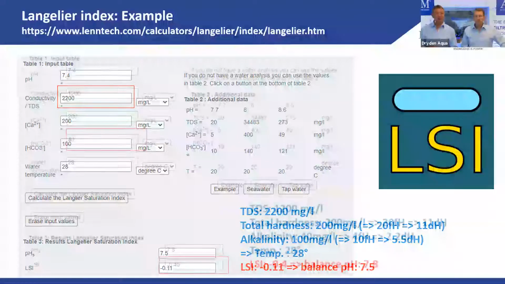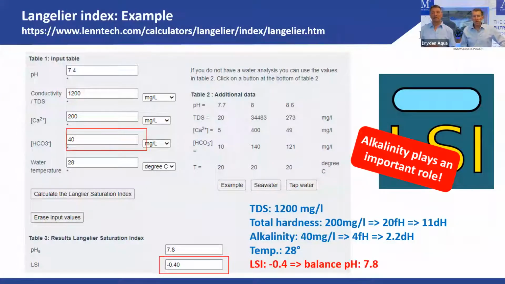Let's look at the next one. So the next one, we change alkalinity. We drop the alkalinity from 100 to now 40, and you can see the LSI drops dramatically. Again, only 1 kilogram of salt. The alkalinity goes down, and you already get into the corrosion risk. Water becomes corrosive. So you would need to increase your pH from 7.4 to 7.8 to balance the LSI again.